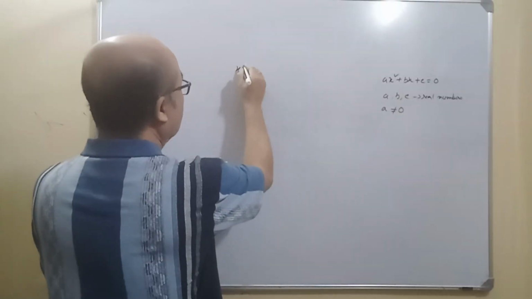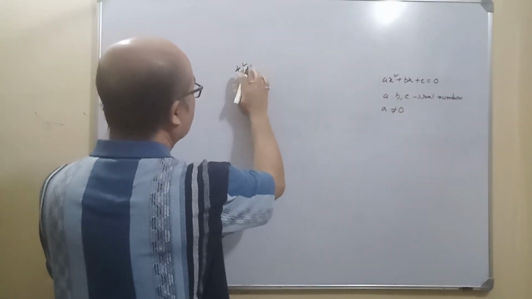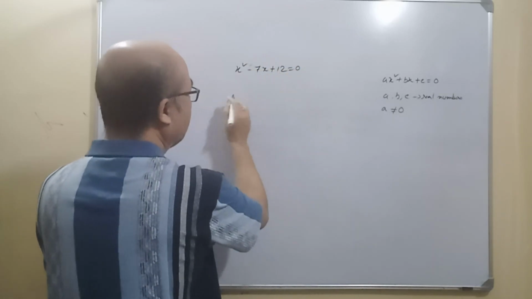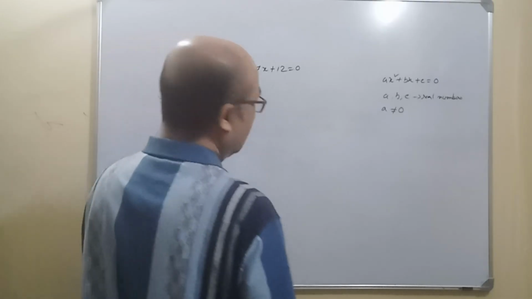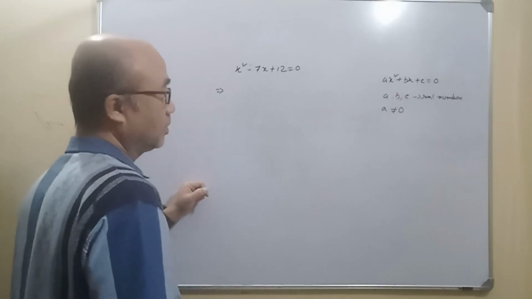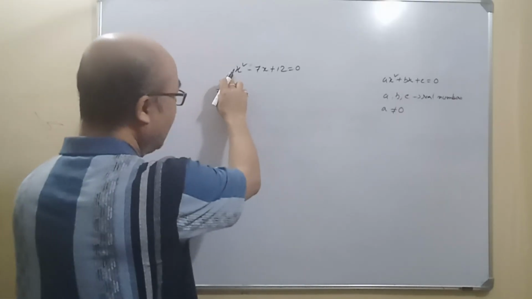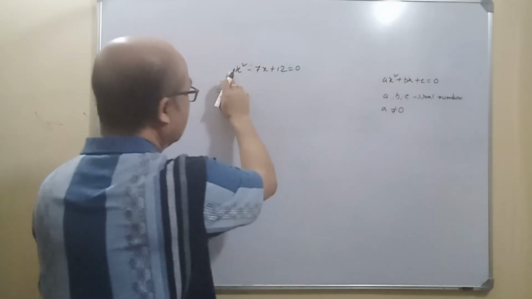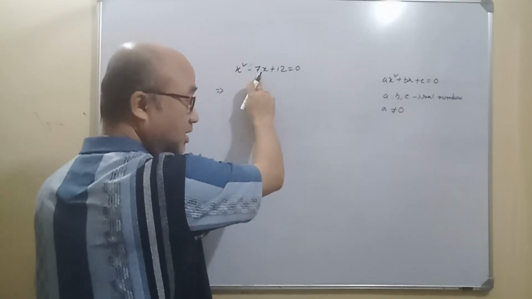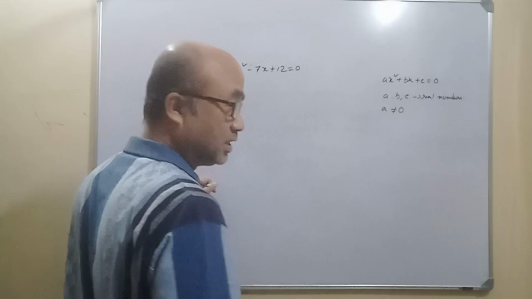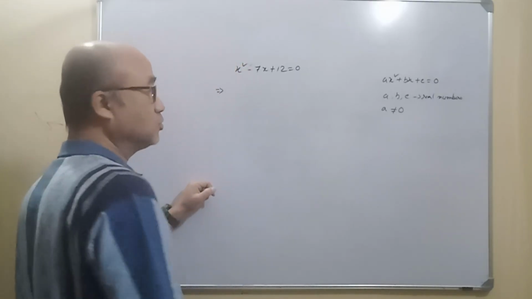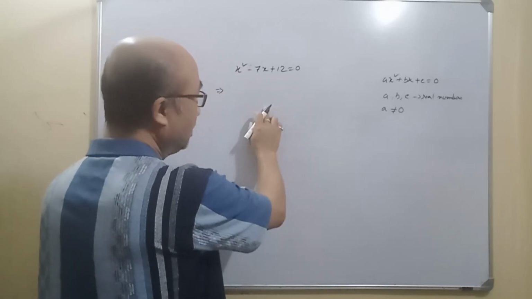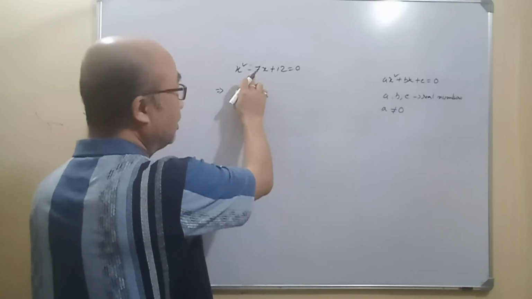So another example. Another quadratic equation. Here a is 1, b is minus 7, c is 12. So let us first find two numbers whose product is 1 into 12, 12, and summation is minus 7.